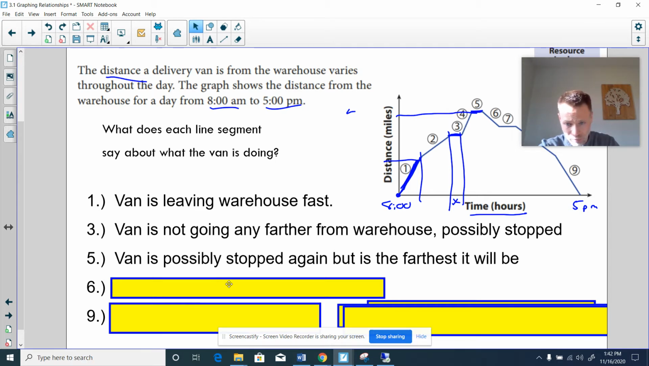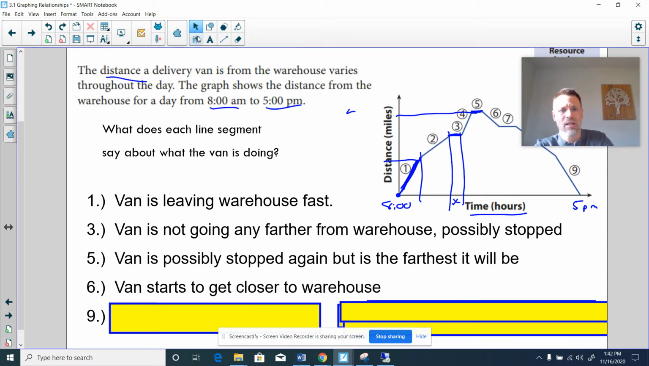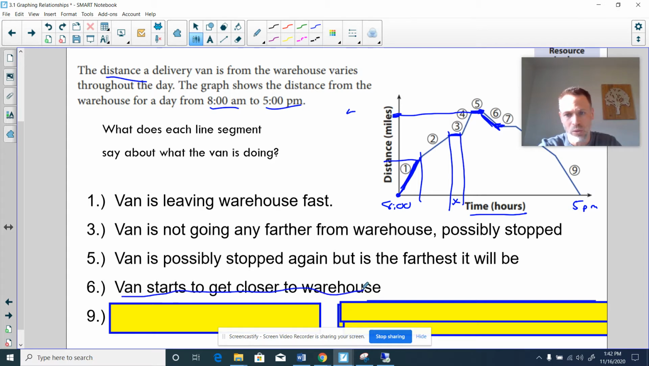He's maybe reached his farthest point out on his delivery cycle, and now he's maybe going to start his return. All right, segment 6. Segment 6 is right here, okay? And that goes downhill as far as reading the graph from left to right. And that distance goes from a large number at the start of this point to a smaller number, right? So the distance is getting smaller, which means that the van is starting to get closer to the warehouse.